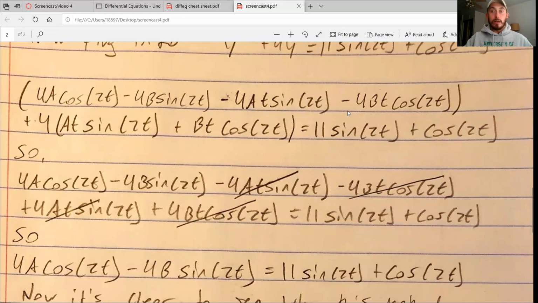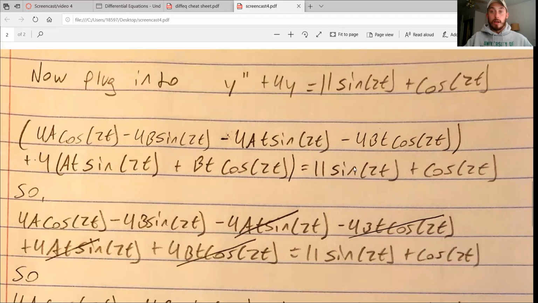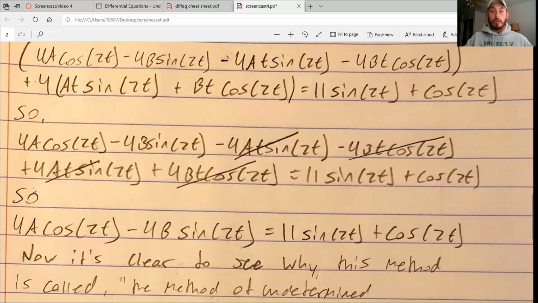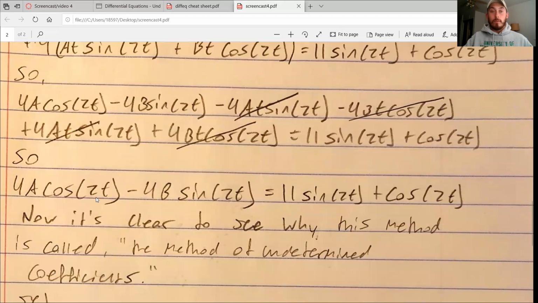So here was our y double prime of p. Here is our y, so plus 4 times y, because that's what this equation calls for. And we set it equal to what it originally equals. And so, canceling a lot of these terms, we end up with just 4a cosine 2t minus 4b sine of 2t. All these extra t terms cancel, which is great. So we end up with 4a cosine 2t minus 4b sine of 2t. Well, that's exactly some version of what we have over here, which is what we wanted.